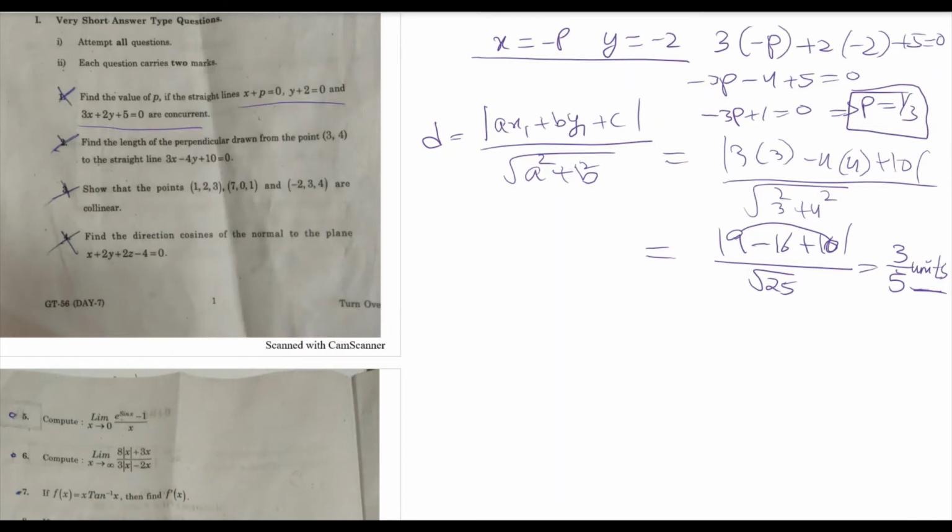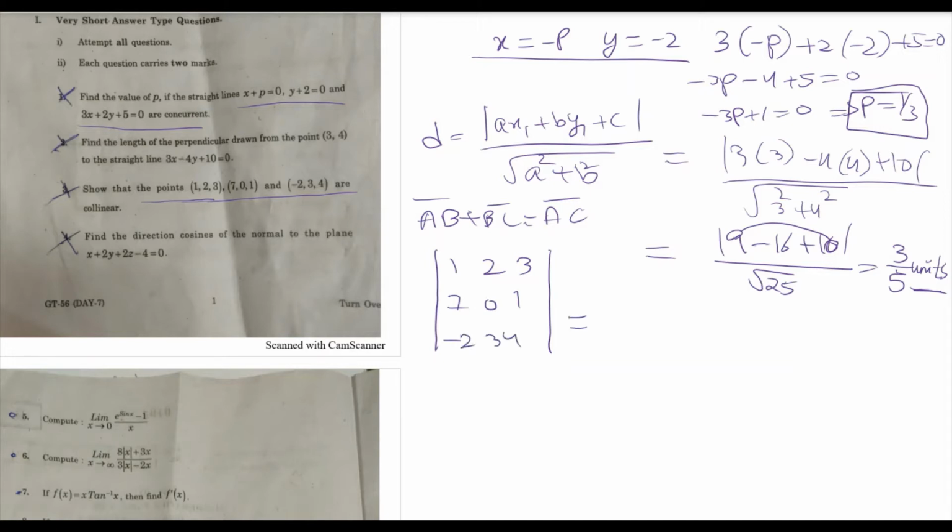Next, third question is, show that the points 1, 2, 3, 7, 0, 1, minus 2, 3, 4 are collinear. So for collinear we can use AB plus BC equals to AC, or also we can use determinant of these points equals to 0. If I take the determinant of these 3 points 1, 2, 3, 7, 0, 1, minus 2, 3, 4, that will be equals to, I will expand along the first row.